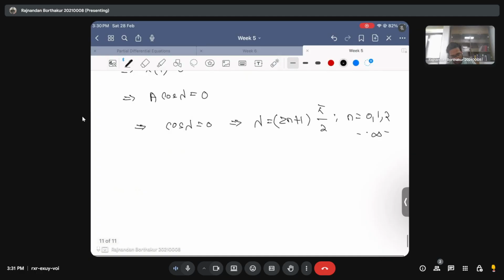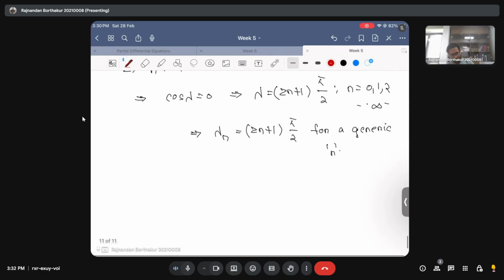Now we know that this lambda specifically depends on the value of n, and I know that n is going to vary from 0, 1 up to infinity. This just means that for a generic n, I can write my eigenvalue. So this lambda happens to be my eigenvalue, (2n plus 1) pi by 2 for a generic n. And this lambda is actually known as the eigenvalue.